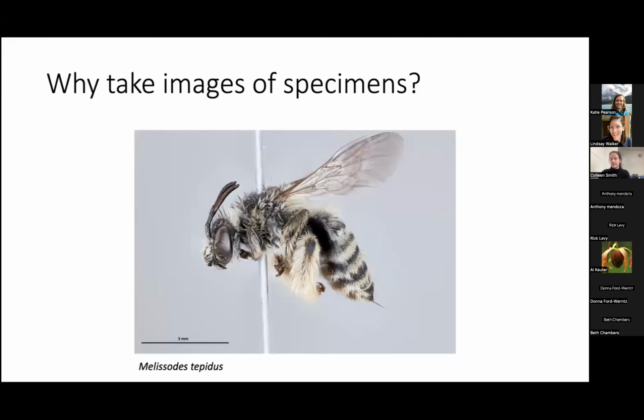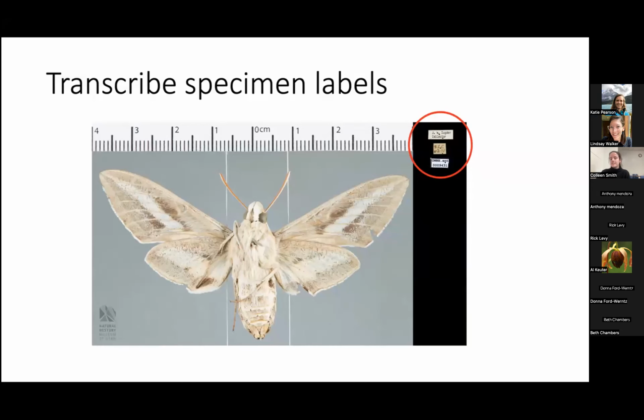So why take images of specimens? One reason is that it can help facilitate specimen digitization. So here I have this photo of a hawk moth next to its labels. And with this photo, it makes it really easy to transcribe the labels and to check the labels really easily. And you can even potentially use machine learning for the label transcription.